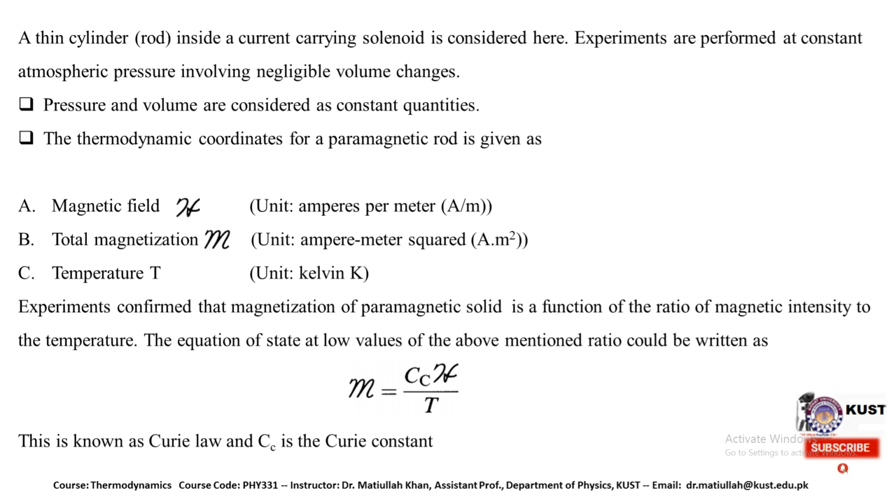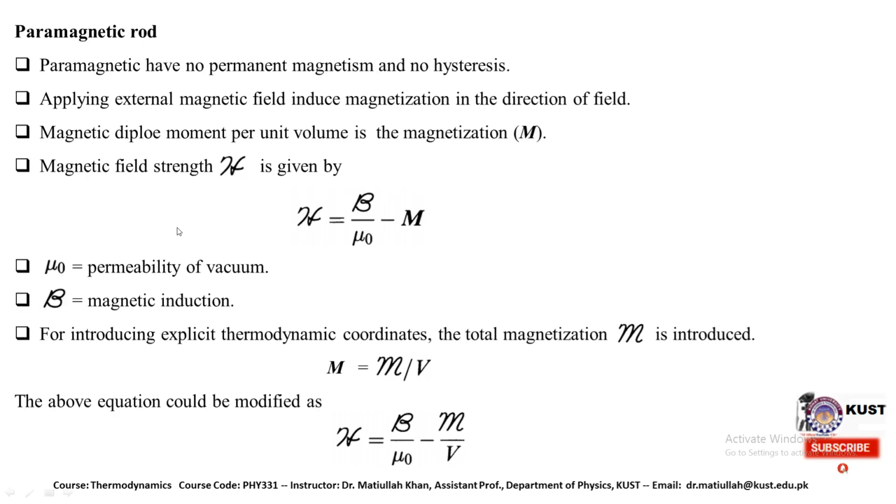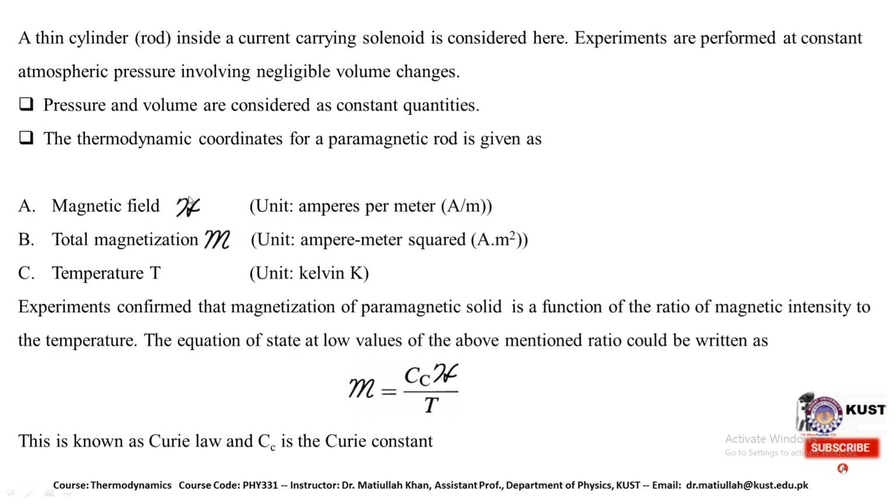So we need to understand the new coordinates for this particular system. For the paramagnetic rod, the first coordinate is the external magnetic field, represented by H and measured in amperes per meter. It is the strength of the external magnetic field. When we increase the strength of the external magnetic field, the induced magnetic moments increase.